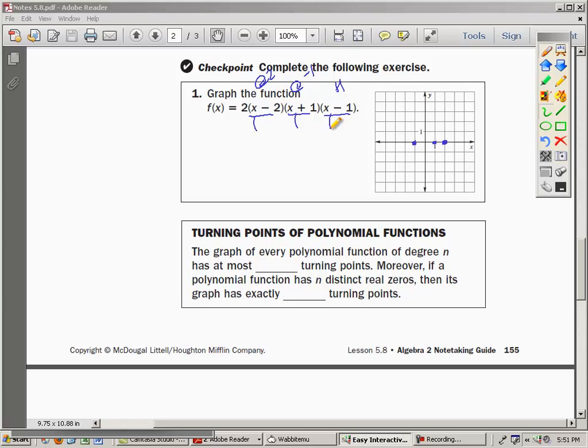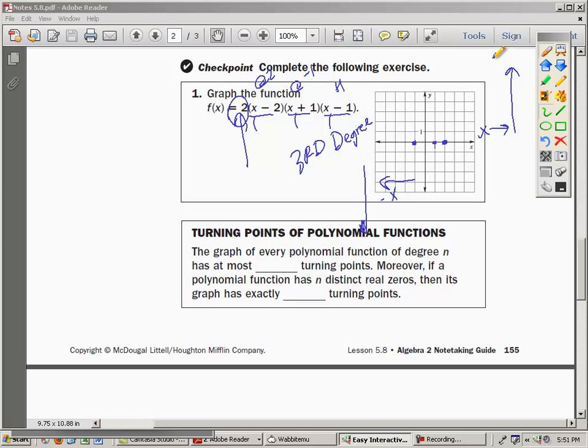First of all, because this is third degree, and the leading coefficient is positive, we know that as x goes this way, my function is going to go this way. And as x goes to negative infinity, the function's also going to go to negative infinity. Again, because it's third degree and the leading coefficient is positive, it's going to start down here and it's going to end up here.